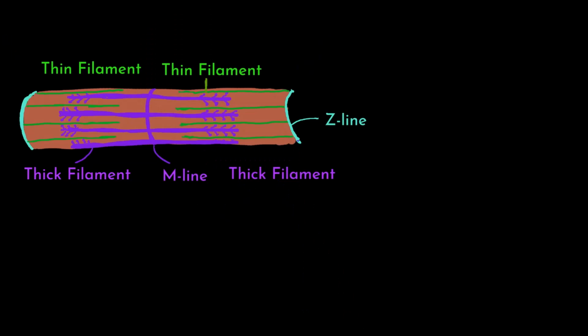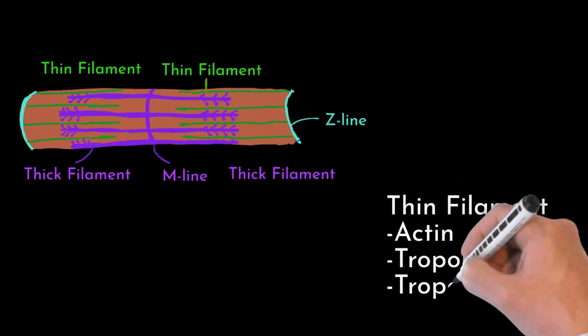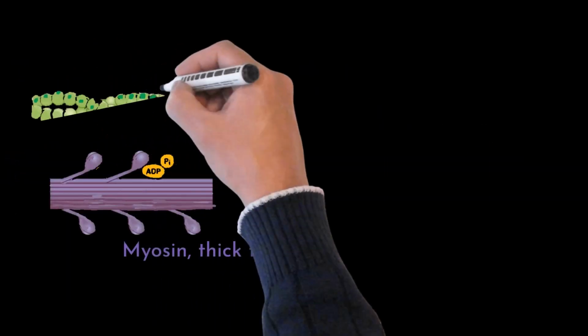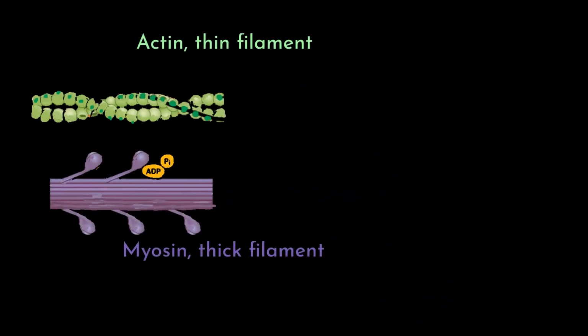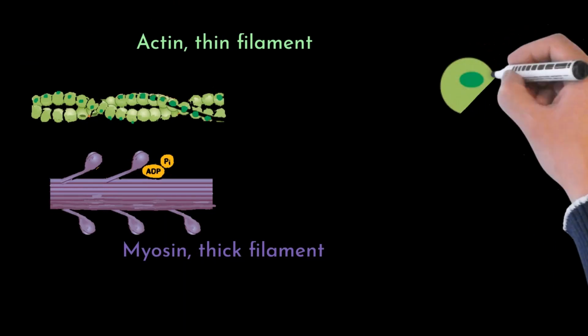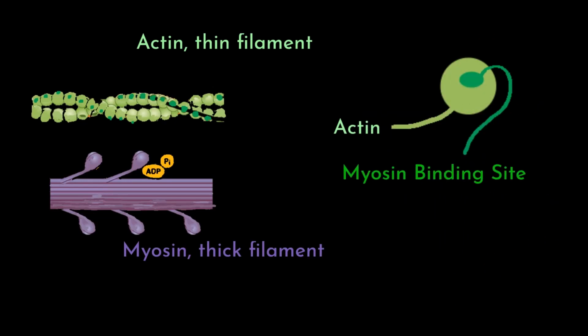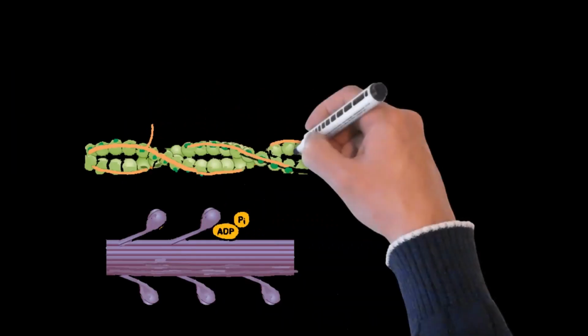The thin filaments have three proteins: actin, tropomyosin, and troponin. We'll start by drawing an individual thin filament with a lot of actin proteins. Each actin protein is globular, and it has its own myosin binding site. In a cell, the actin monomers assemble into a double-stranded filament that myosin can bind in a lot of different places. The next protein is tropomyosin.